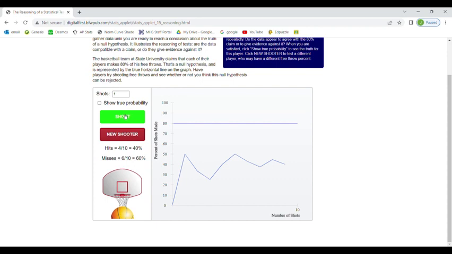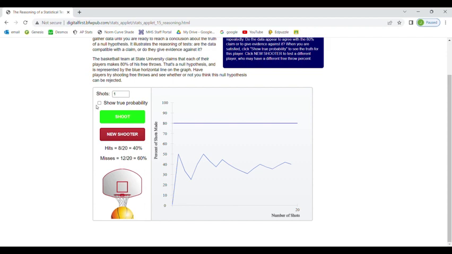So let's do 10 more shots. So now you're probably thinking okay, yeah, he's still at 40%. So it's now looking less likely, right? So the more shots he attempts and misses, and he's still at 40%, the more likely he's probably not an 80% free throw shooter.